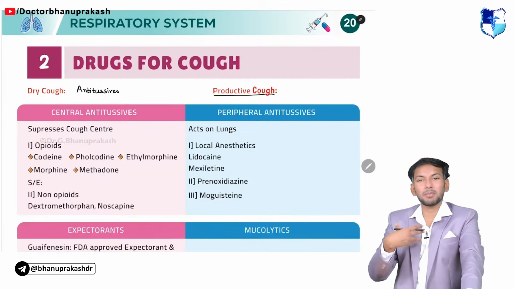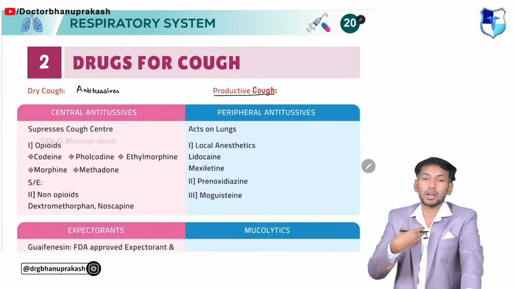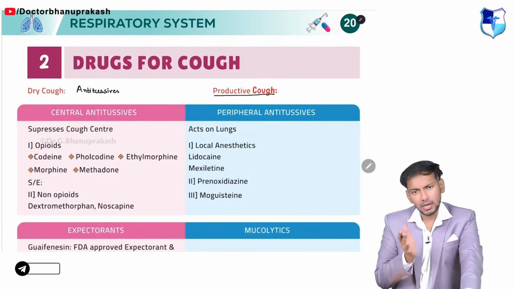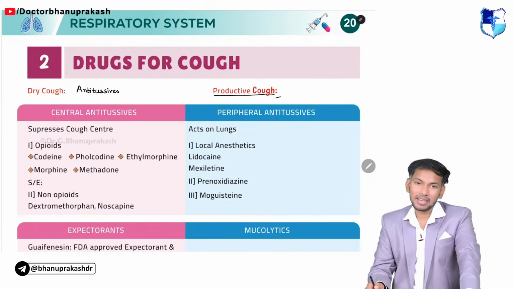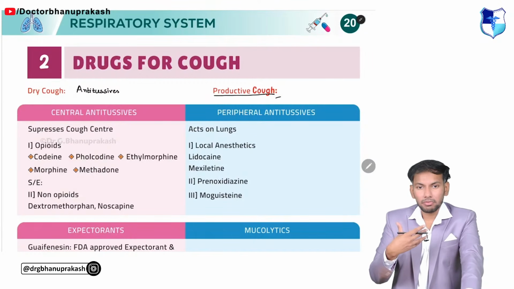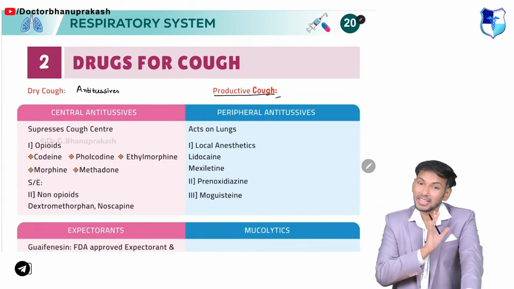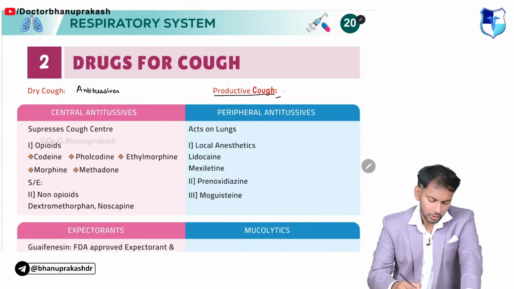Productive cough means there is some kind of sputum inside and you're coughing so that the sputum comes out and the infection is relieved. Now let us suppose you are using antitussives here, then you will stop coughing, the sputum will stay inside, it will build up and it will cause infections. So antitussives are never used here. So what will you use? You will use expectorants and mucolytics.